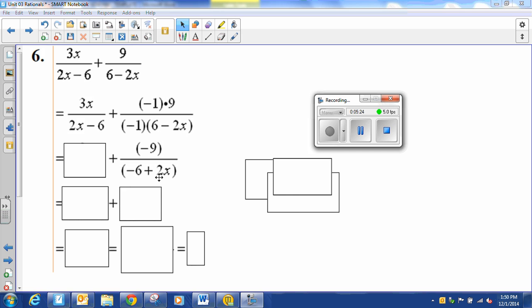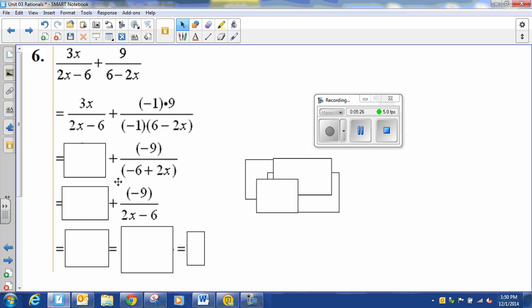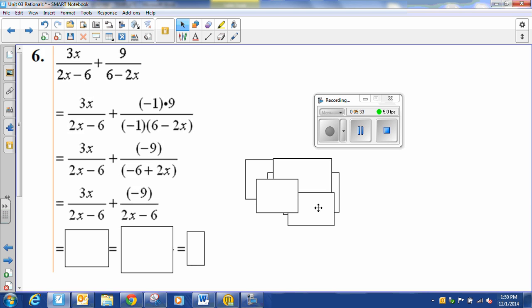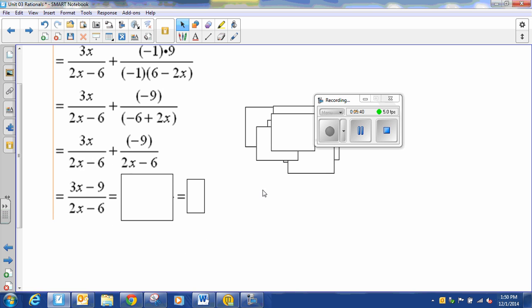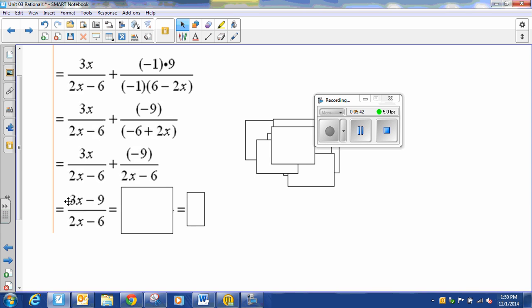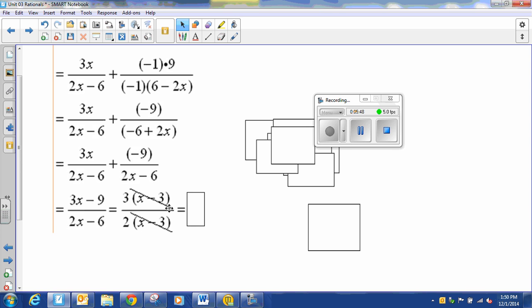So then we can reorder this as 2x minus 6. The -1 times 9 is -9. And we have a common denominator now, so we have 3x minus 9 over 2x minus 6. And I guarantee we can factor out a greatest common factor of 3 up here, extract a 2 down here, leaving x minus 3 and x minus 3. Notice how both of those cancel out. Final answer is 3 over 2.